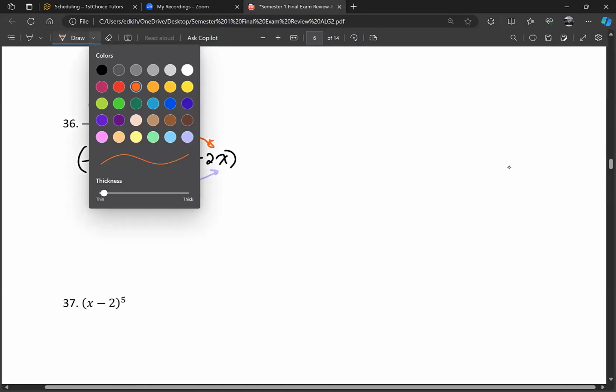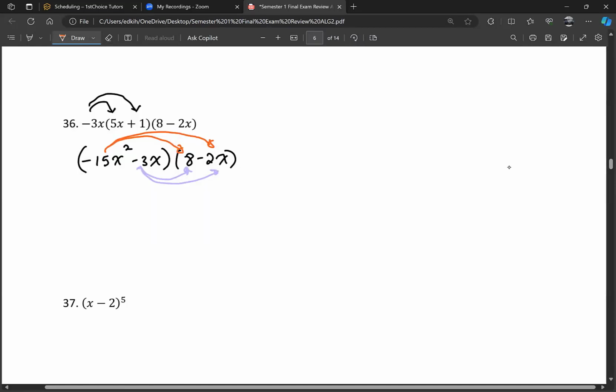Let's do the orange ones first. Negative 15x to the second times 8 is negative 90x to the second. Negative 15. Oh, I'm so sorry. Negative 15 times 8 is not 90. My apologies. That should be 120, right? Yeah. Sorry, let me change that. This is going to be negative 120x to the second. And then negative 15x squared times the negative 2 is a positive 30x to the third.